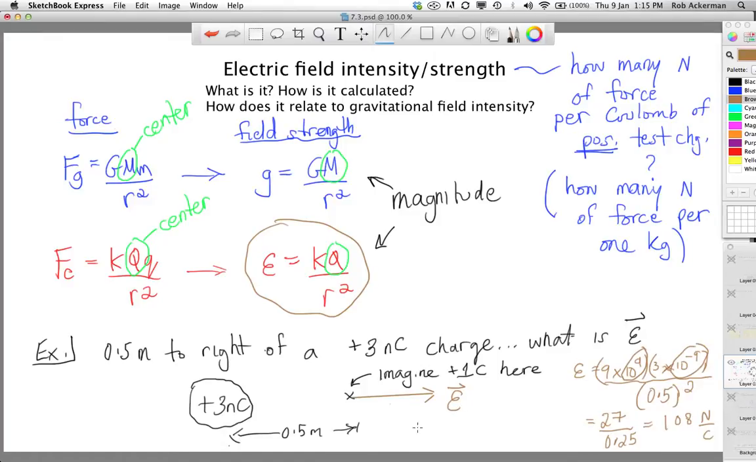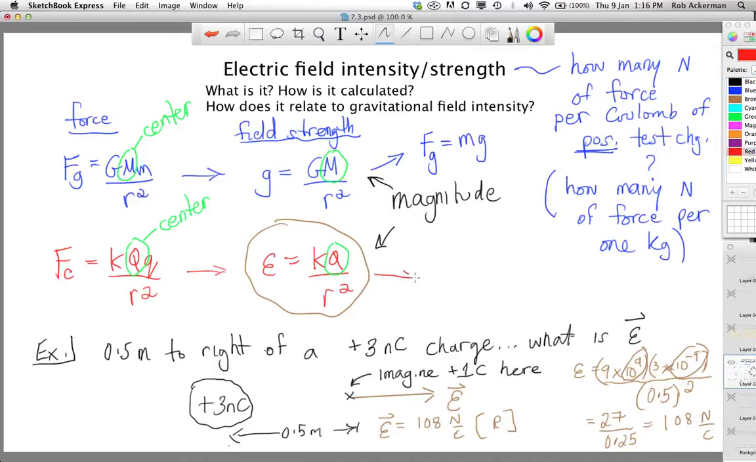But since I know it's directed to the right, then in my final answer, I'm going to do this. 108 newtons per coulomb to the right. That means if I get 1 coulomb of charge, it'll feel 108 newtons. If I get 2 coulombs of charge, it'll feel 216 newtons. In other words, what I'm trying to say here in the end is that just like you had up here as one more step, Fg equals mg, guess what?